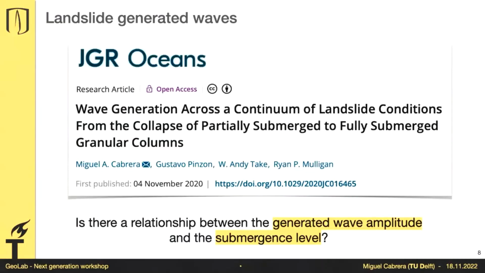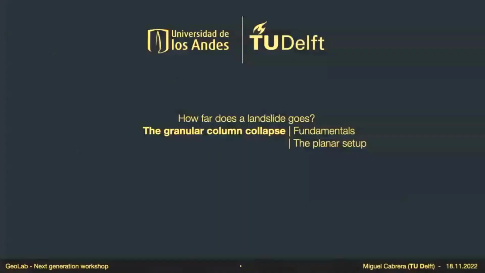that then transformed into, is there a relationship between the generated wave amplitude and the submergence level? The submergence level is another way to say how much of my total height of the landslide is immersed. Is it above the total height of the landslide or is it in the middle? If it is nothing, there is no water to displace, so no wave. So it usually should be higher than 0.